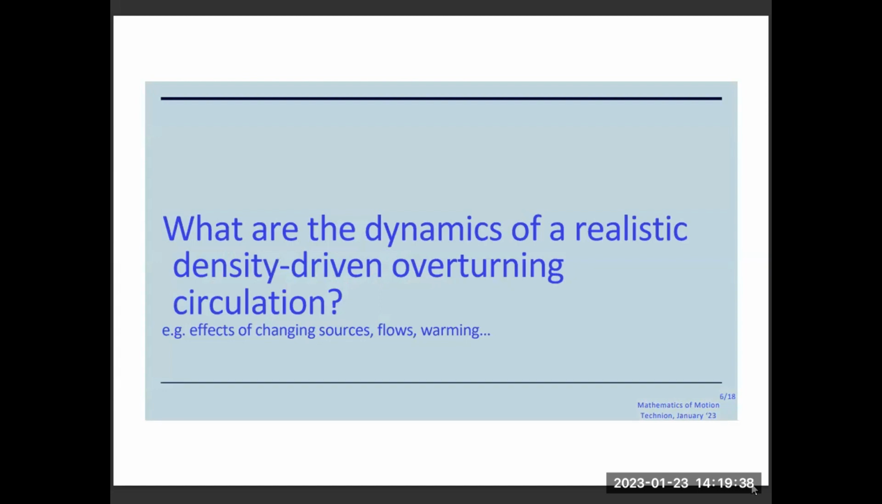And of course, what is the effect of global warming? Melting icebergs, which bring cold, fresh water into the ocean, changing flows. Okay, so our motivating question is, what are the dynamics of a realistic density-driven overturning circulation? And we're looking for a model that can address this question.